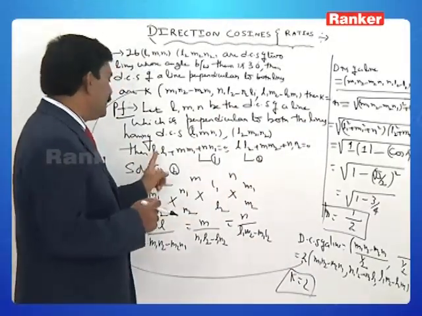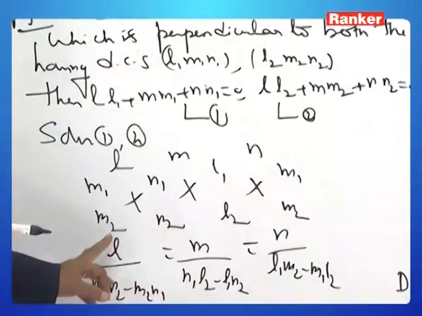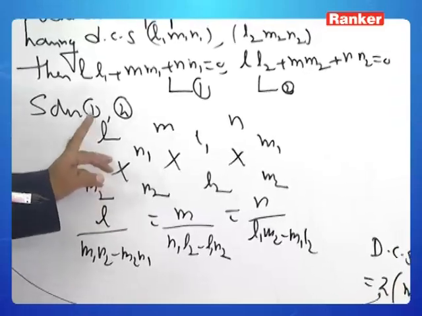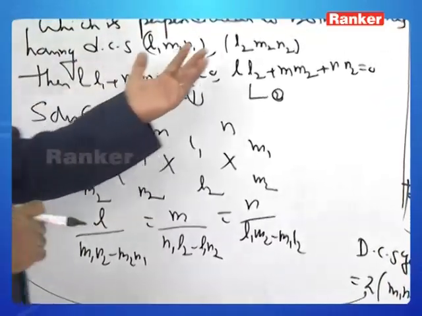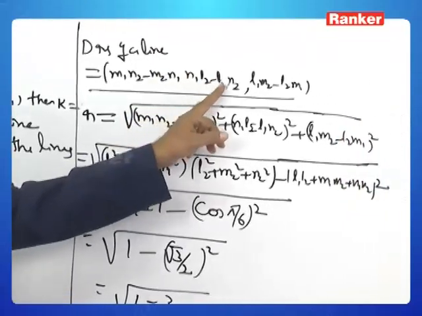Perpendicular to both the lines means l l1 plus m m1 plus n n1 is equal to 0, and l l2 plus m m2 plus n n2 is equal to 0. So next, solve 1 and 2.